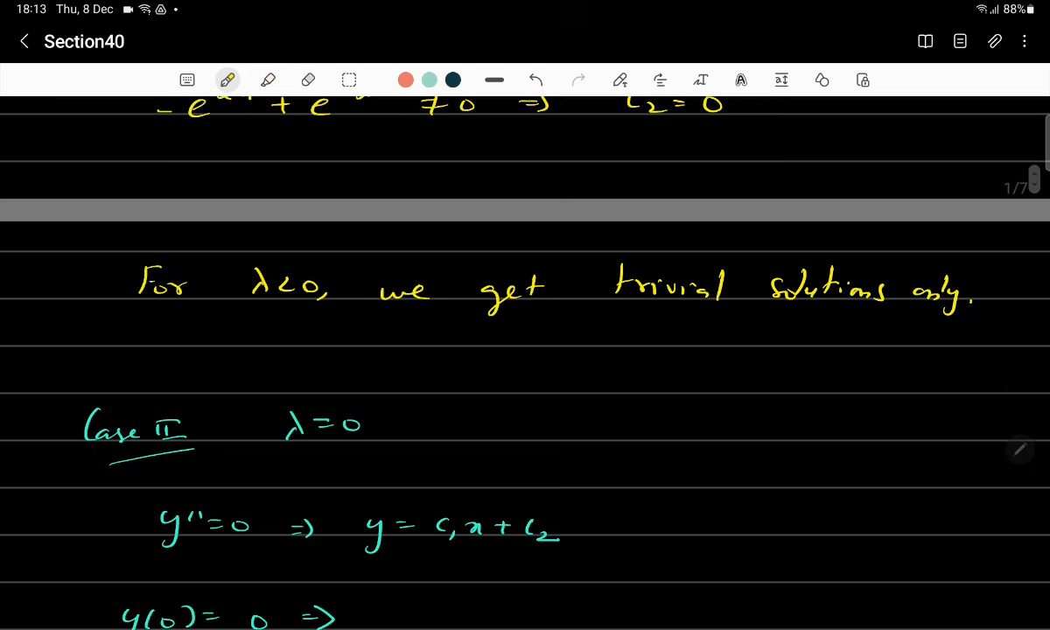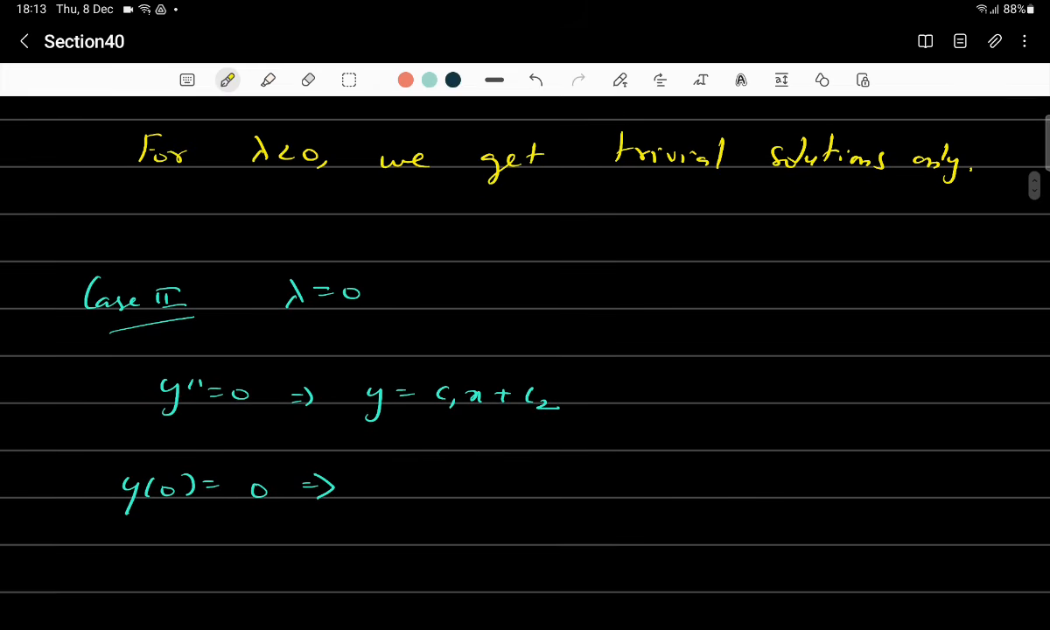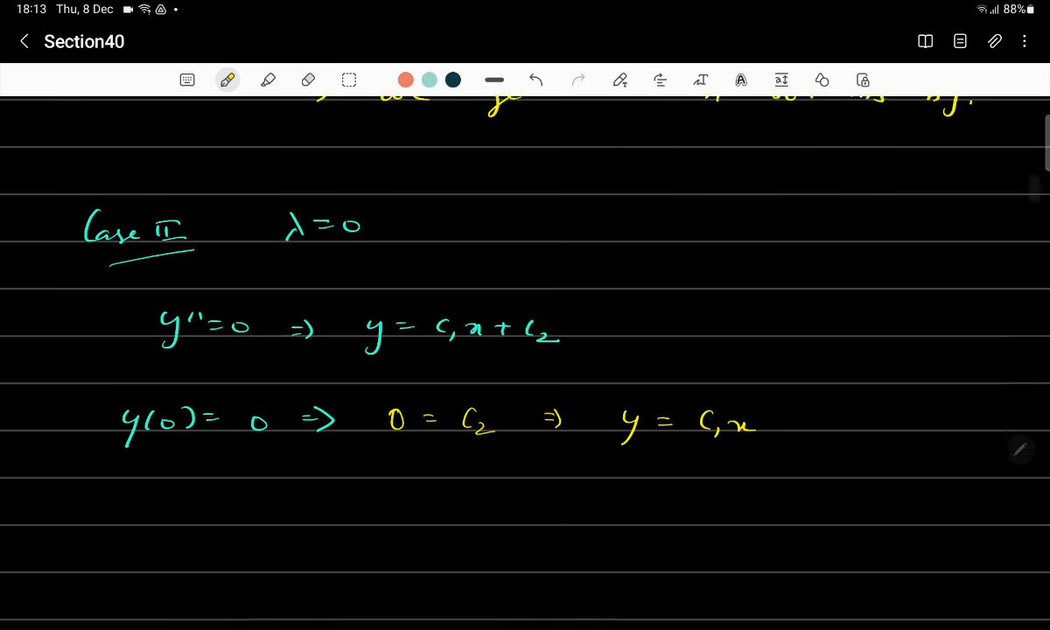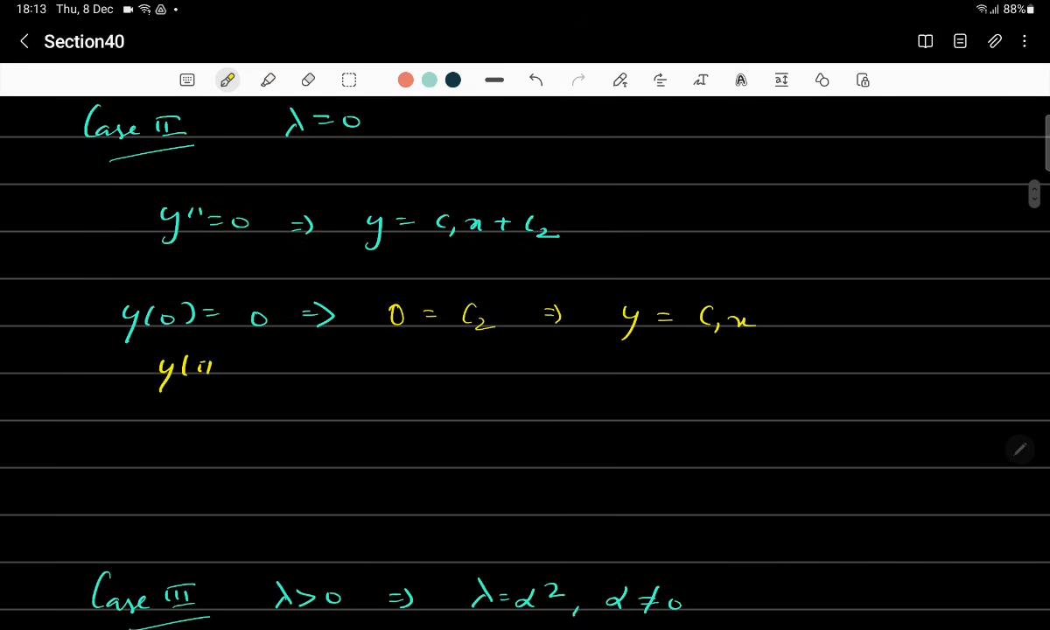Next case is lambda equal to 0. That gives me y is equal to c1 x plus c2. Now y of 0 is equal to 0, so I put x equal to 0, that gives me c2 equal to 0. It means y is c1 x. y of pi equal to 0 gives me 0 equal to c1 pi, that gives me c1 equal to 0, which implies a trivial solution.